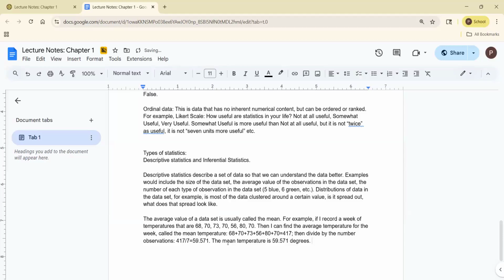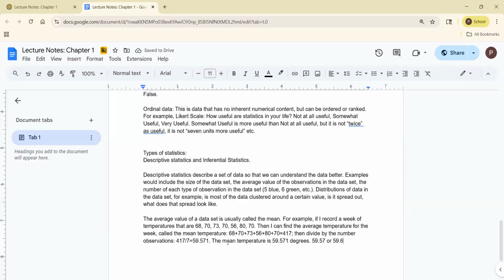Now, different instructors, professors, statisticians may have different opinions on whether it's enough to say, or whether you should say 59.571 or 59.57 or 59.6. I consider that a judgment call.